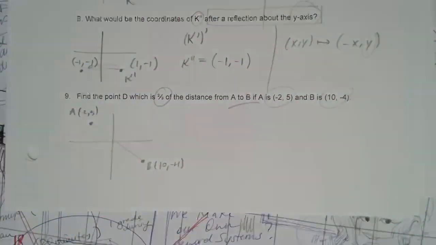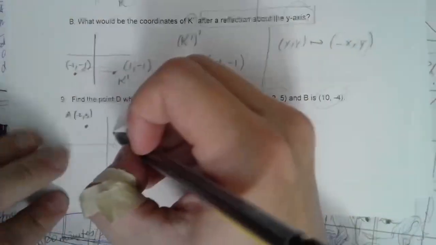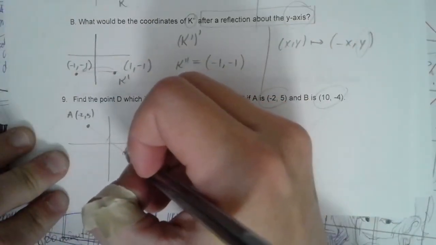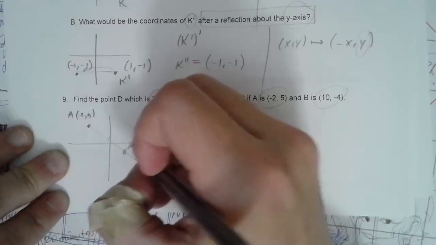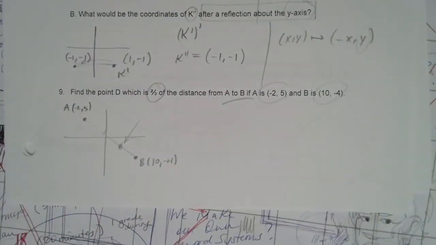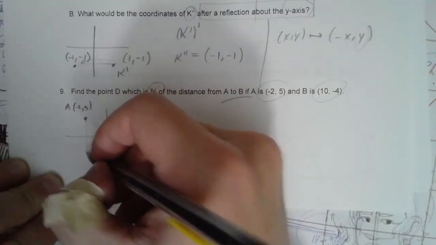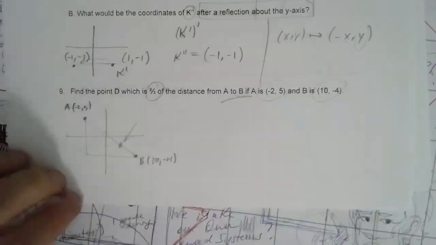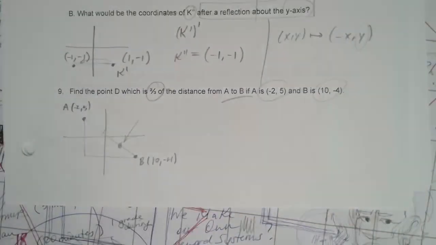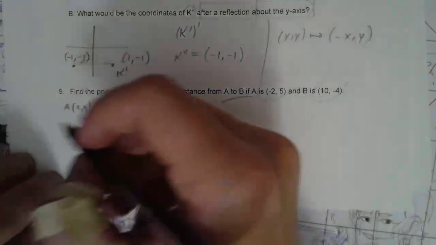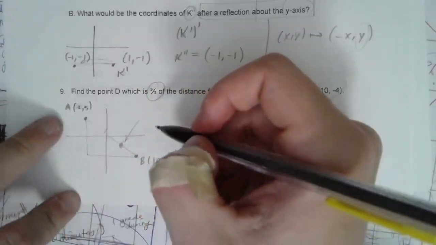I want to go 2/3 from A to B. So if I take this line and cut it into thirds, I'm trying to end up here. This is my new point. I'm looking to get 2/3 down the line. So what I'll do instead, now that we've had this unit, you can think of this like similar triangles, all right? I'm going to go in the x direction and y direction.